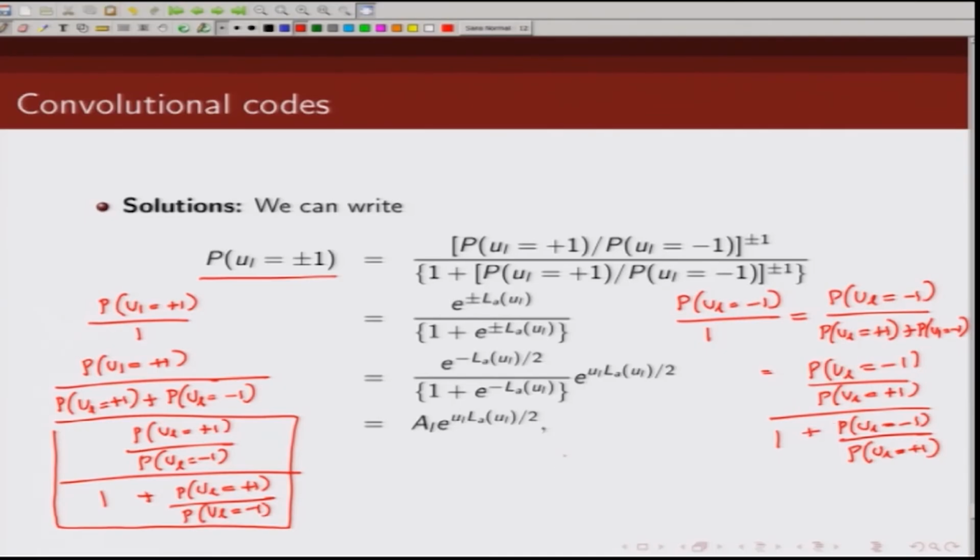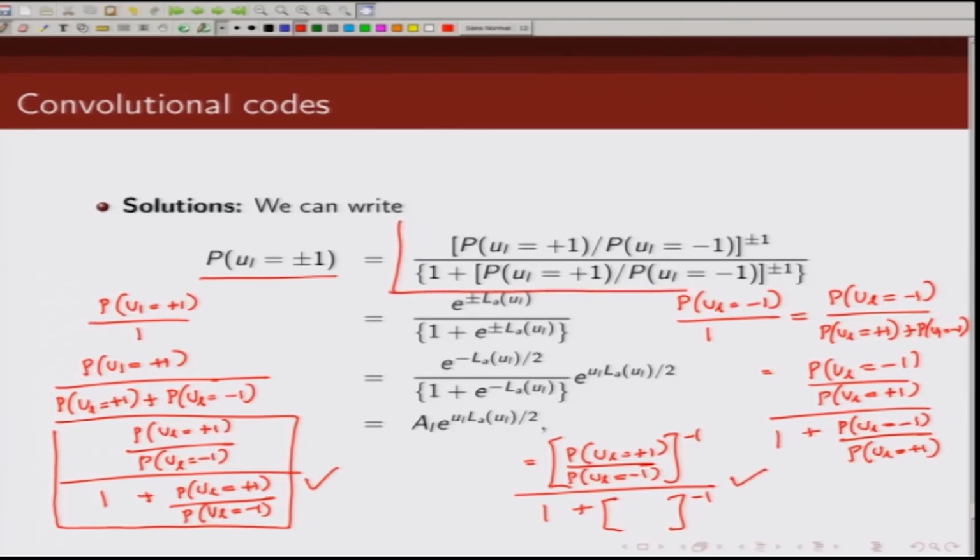Now this I can also write as probability of UL being +1 by probability of UL being -1 raised to power -1, and this is 1 plus the same thing raised to power -1. So if I combine this and this, what I get is the first step here. Okay, I can write by combining this and this, I will get this.